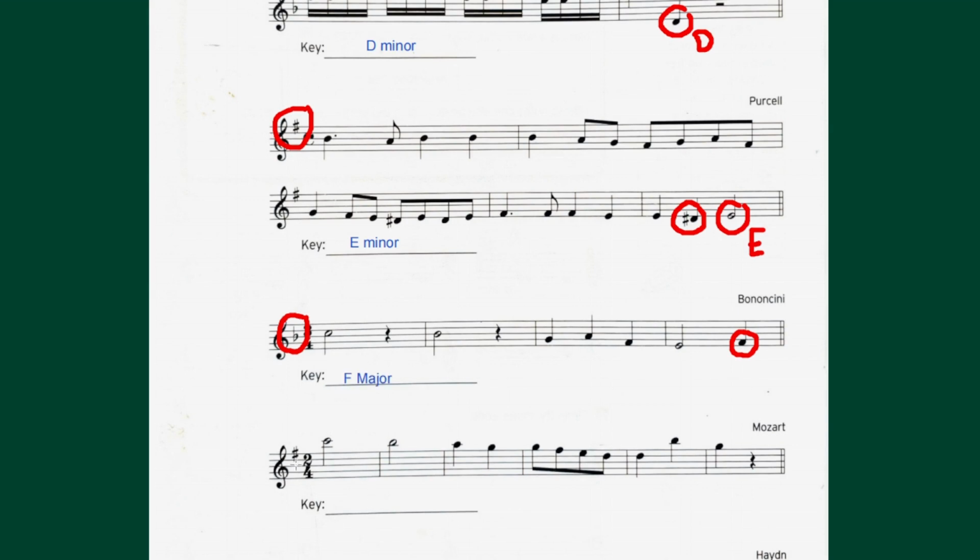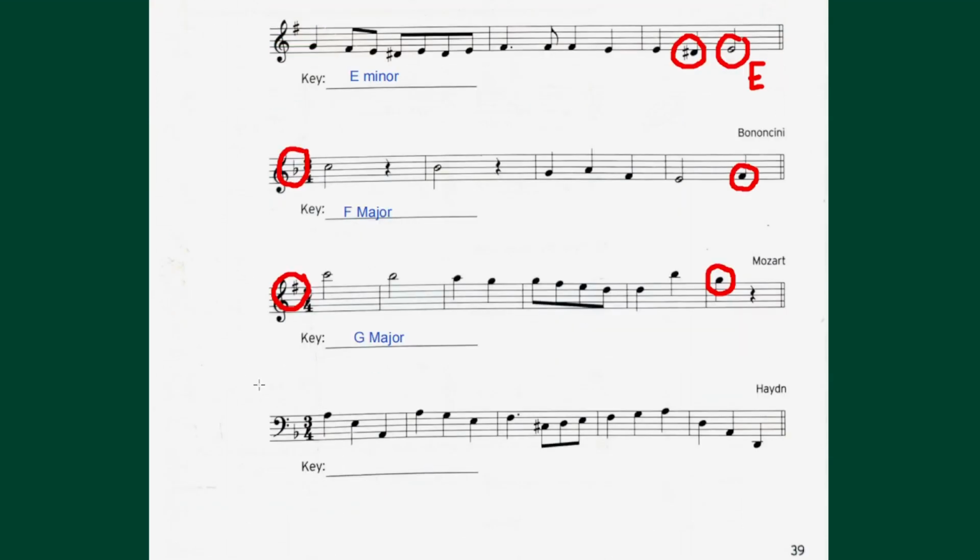Take a look at the next one. We have the key signature of G major again, and the last note is a G, and we do not have any extra accidentals here, so it's obviously the key of G major. Move on to the last one. We have the key signature of F major again, and the last note is a D. This is the bass clef, and we also have an extra accidental, that's a C sharp, which can be the seventh note of the D minor scale.